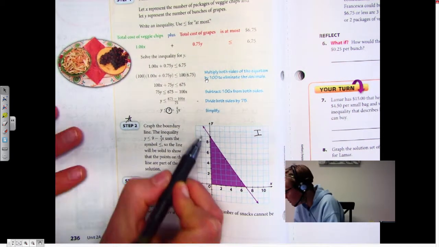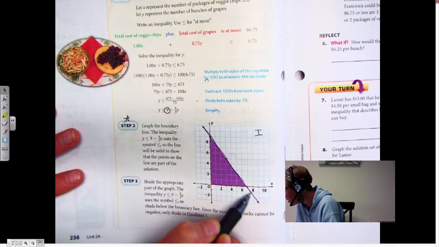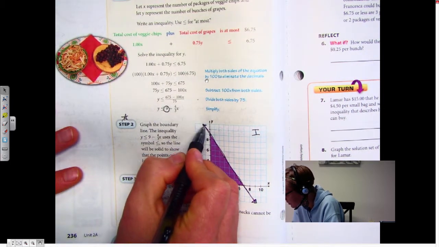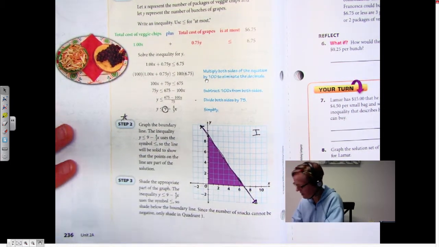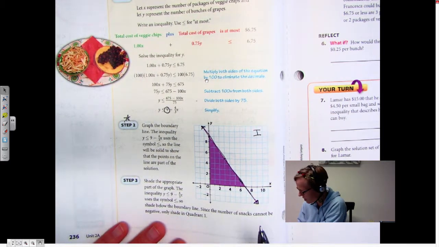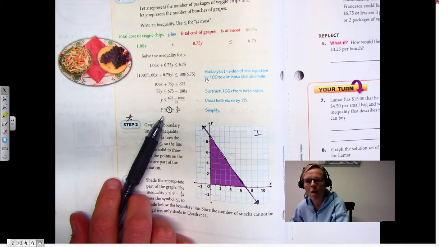So once they graph this boundary line for step 2, it's solid because it could equal 675, you could spend all of your money. That's solid. You need to figure out which way you're going to shade. So I would take this equation and I would say to myself, the y values less than this line. The y values below this line. So they would shade below.